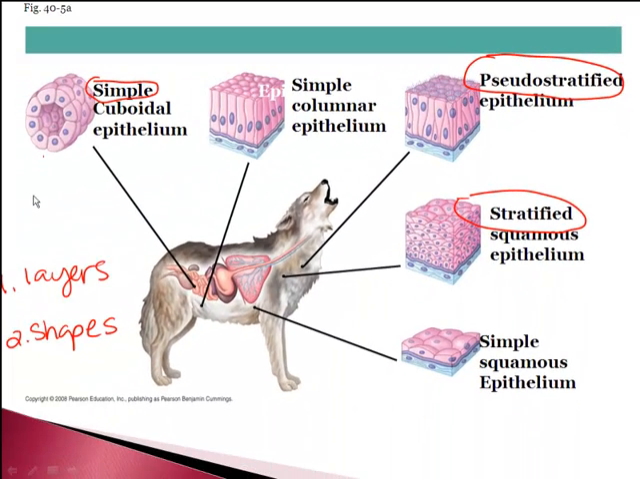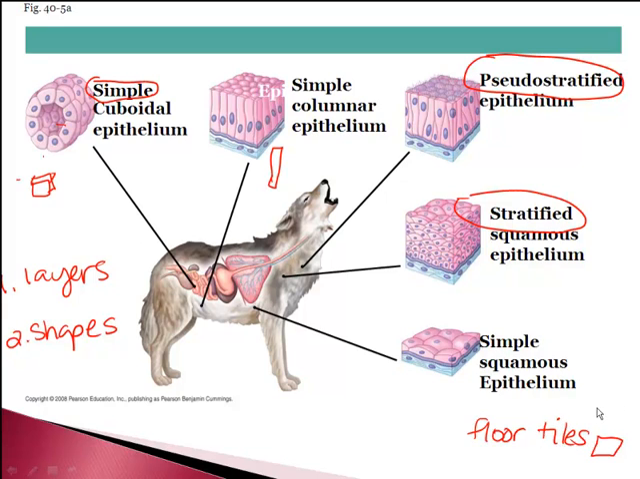Then we can classify by shape. We have the first one, cuboidal, which looks like cubes. It's a great cube there. The second one, columnar, looks like bricks on end, or columns. And then on the bottom, we have the squamous epithelium, which just looks like really thin floor tiles.